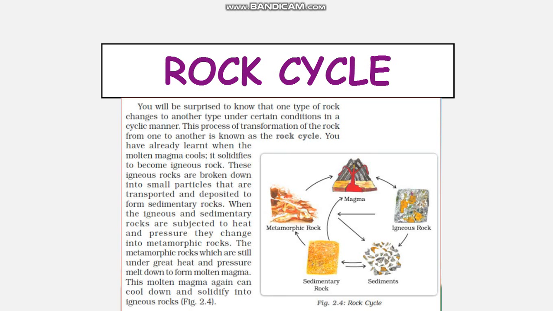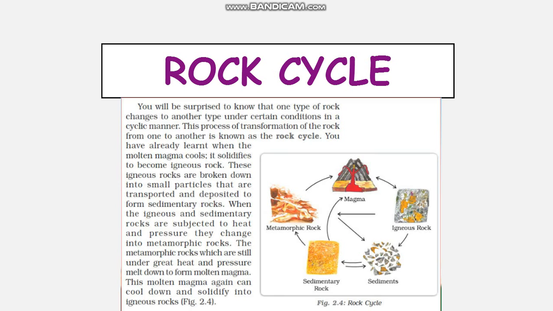Now, what is rock cycle? You will be surprised to know that one type of rock changes to another under certain conditions in a cyclic manner. This process of transformation of the rock from one to another is known as rock cycle. You have already learned when the molten magma cools, it solidifies and becomes igneous rocks. Now these igneous rocks break down into small particles, and are transported and deposited to a place where they are compressed and form sedimentary rocks.